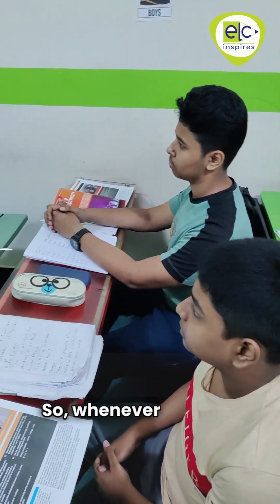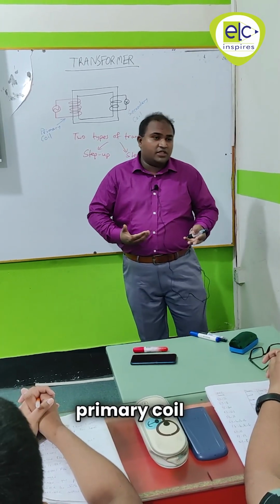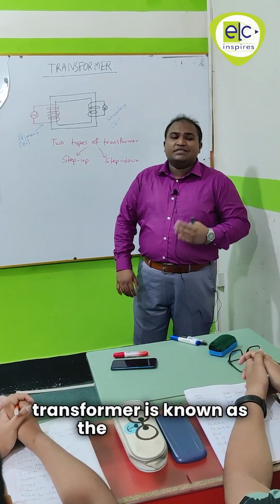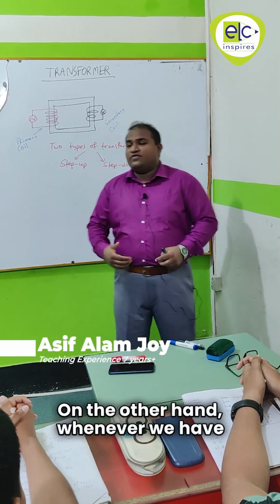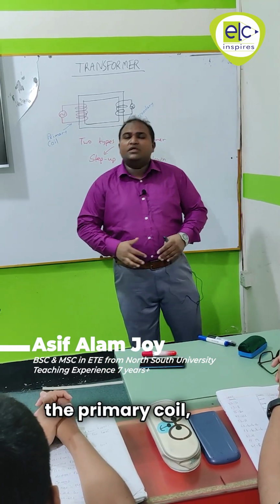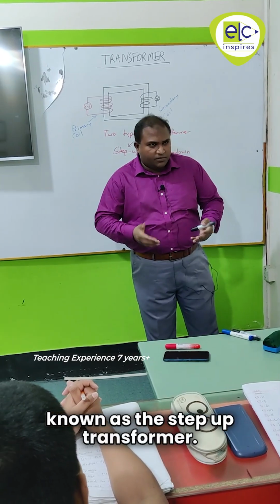Whenever we have a greater number of turns in the primary coil in comparison to the secondary coil, that transformer is known as the step-down transformer. On the other hand, whenever we have a greater number of turns in the secondary coil than the primary coil, that particular transformer is known as the step-up transformer.